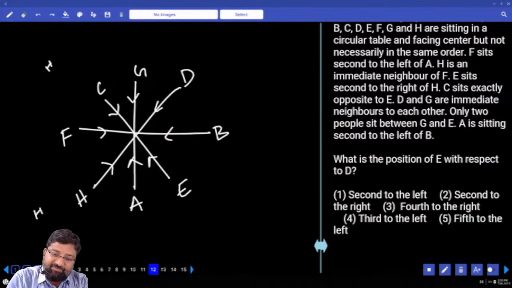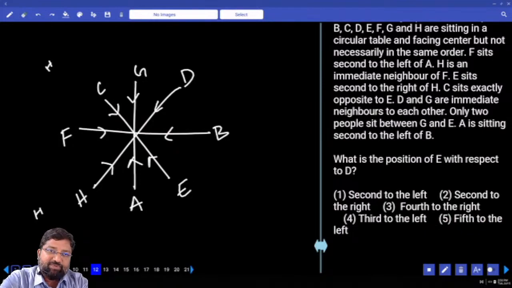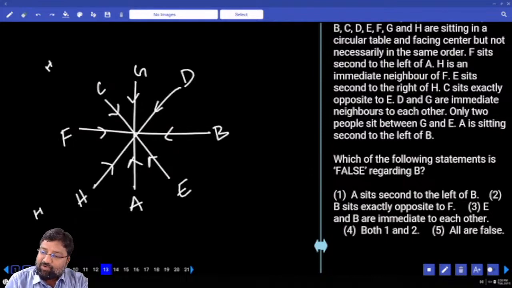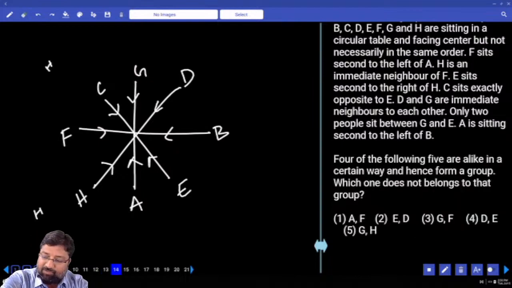What is the position of E with respect to D? Second to the left. Which of the following statements is false regarding B? A sits second to the left of B. True or false? True. B sits exactly opposite to F. True. E and B are immediate neighbors of each other. This is also true. But what he was asking us was false. So I have to go for which option? 5th option. All are false.